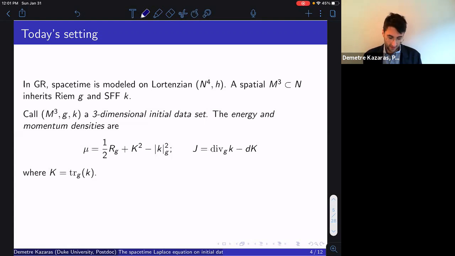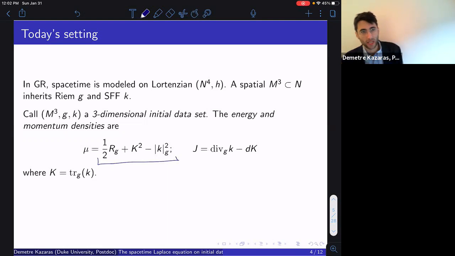Initial data, the word initial is coming from, you would think of this as initial data that you specify for the Einstein equations to solve them forward in time and kind of evolve the universe, if you will. Okay, so these are of fundamental interest. So on the initial data set, you have two quantities of physical interest. The energy density, this quantity here, where R is the scalar curvature, capital K is the mean curvature of M, the trace of the second fundamental form, and then this, minus the norm of this.